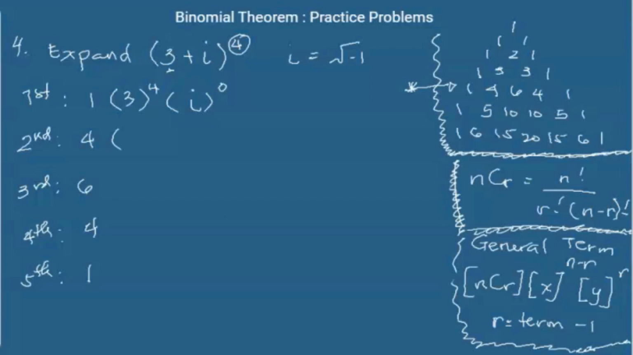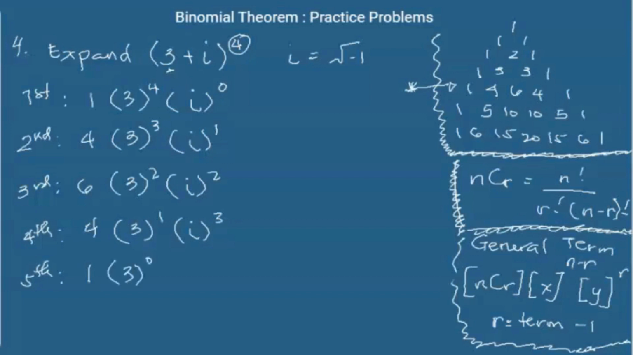The first term of the binomial is 3, and its exponent will be decreasing. If it's raised to the 4th, this is 4, and our second term of the binomial, i, will be raised to 0, and then they will increase as we go to the 5th term. Let's just write this down. So this is 3 to the 4th, 3 cubed i to the 1st, 3 squared i squared, 3 to the first power i cubed, and then 3 to the 0 power i to the 4th power. Then let's simplify.